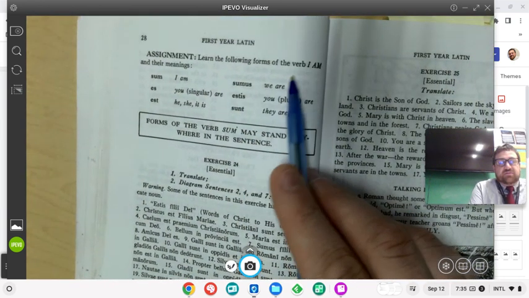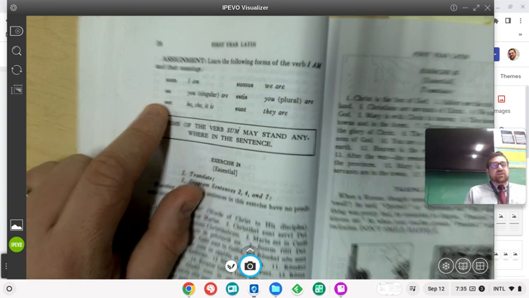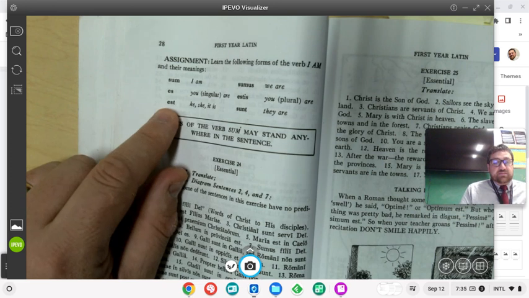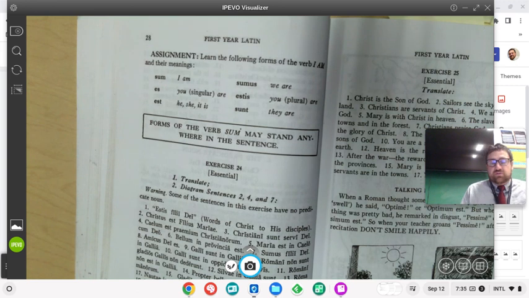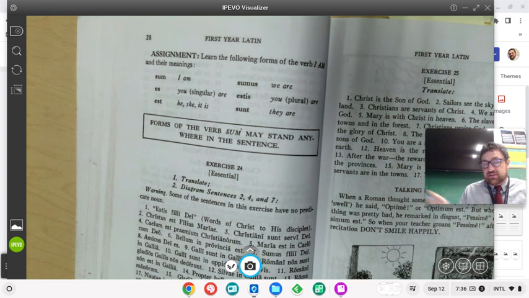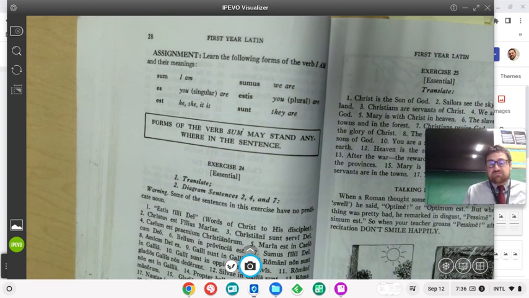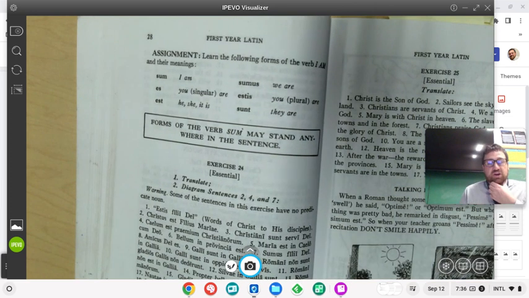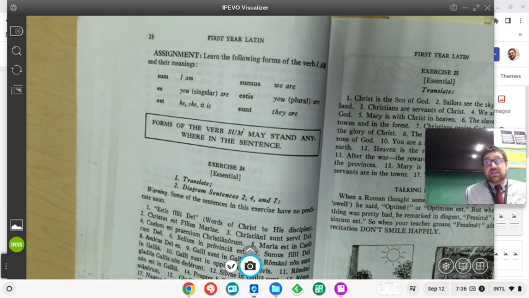Learn the following forms of the verb I am and their meanings. So sum means I am, es means you are, when you're talking to just one person. Est means he is, she is, or it is. It's also the verb that you would use if you named the person and said somebody is. Marcus is. You'd say Marcus est. Sumus means we are. Use it if you're talking about yourself and any number of other people. Estis means you, plural, are. You guys are. Y'all are. And then sunt, we have been using est and sunt, but sunt means they are.